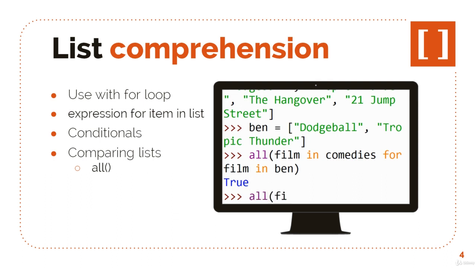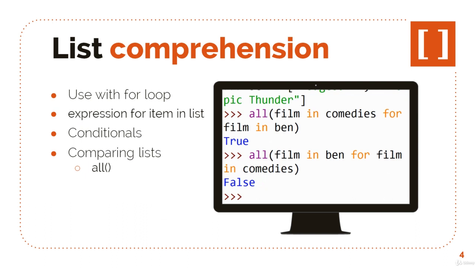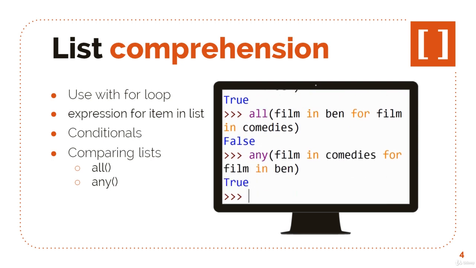However, if we change the expression around, we now get false, as all the films in comedies list are not in Ben list. If you wanted to check if any of the items are in both lists, you can similarly use the any function, again resulting in a true value. This time it can be written in either way and the result would be true, as both lists have 2 of the same films.